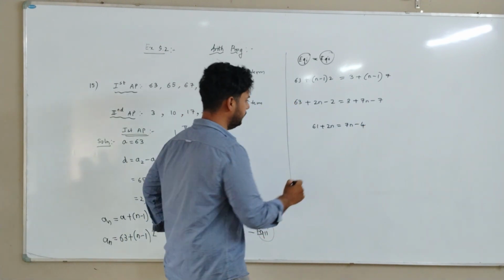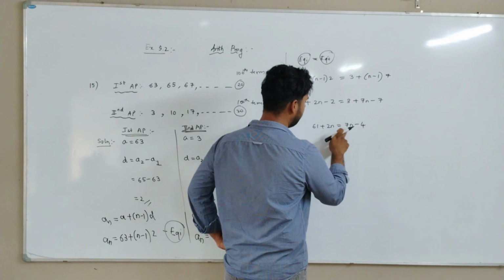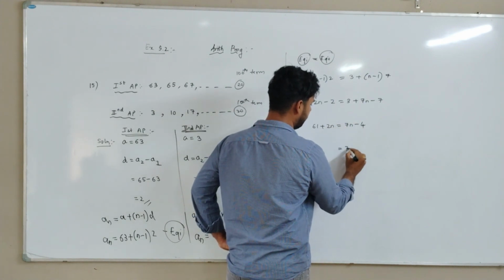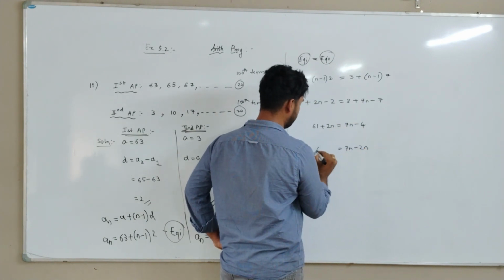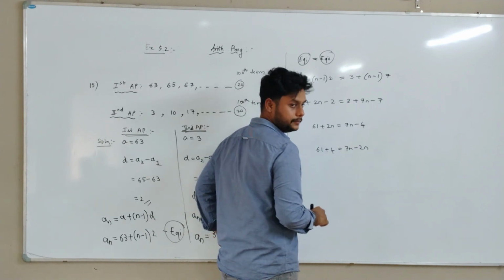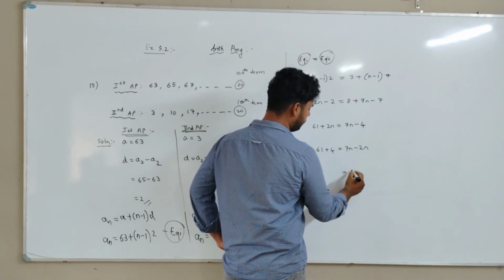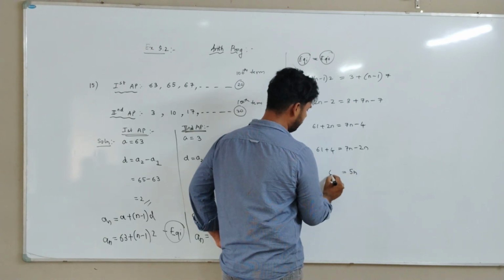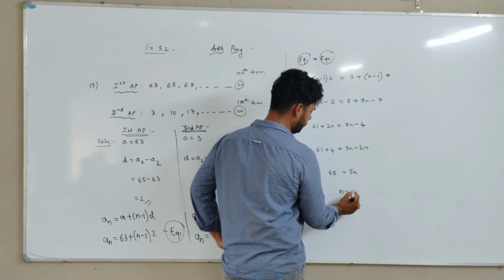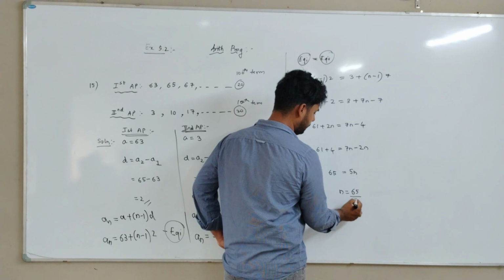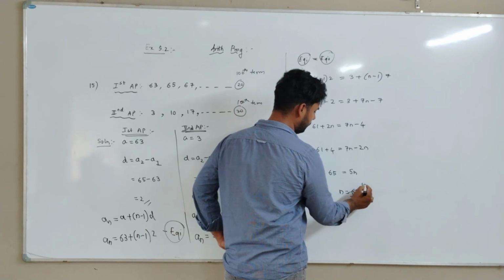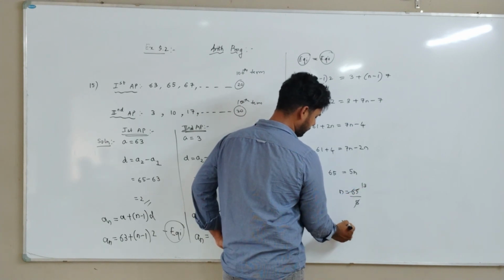7N minus 4. 7N I will keep it here, 2N I will send it here. 7N minus 2N is equal to 61 plus 4. Minus 4 came this side, 2N went that side. 7N minus 2N, 5N is equal to 65. N is equal to 65 by 5. 5 ones are 5, 5 threes are 15, so 1, 3. N is equal to 13.